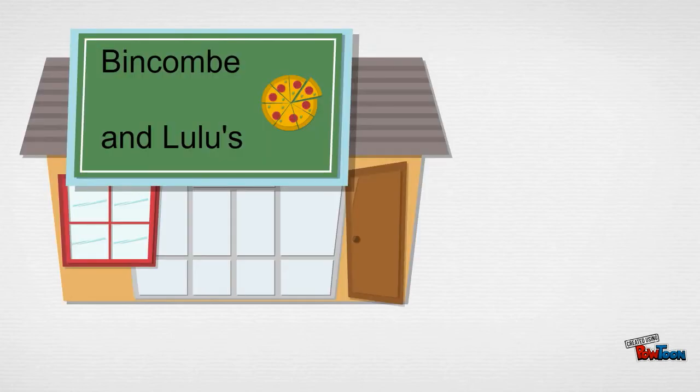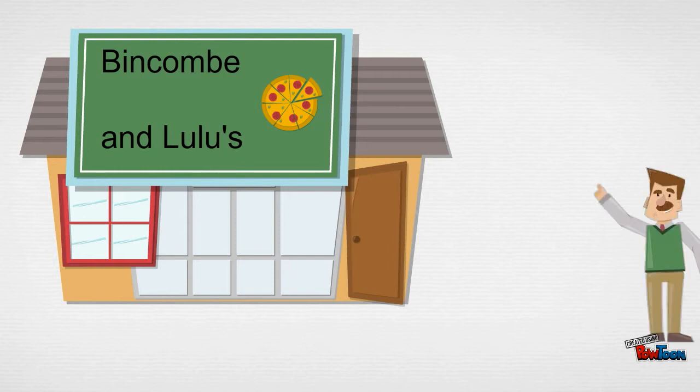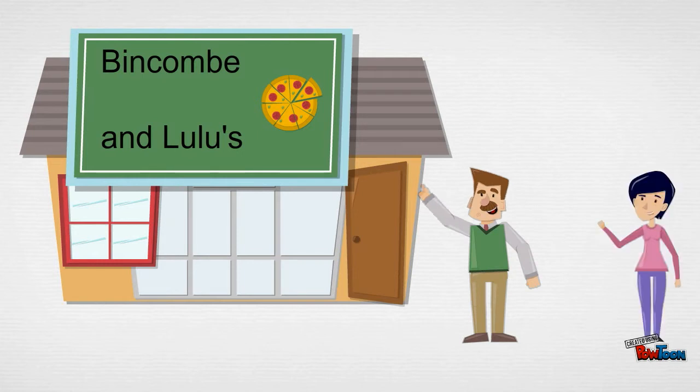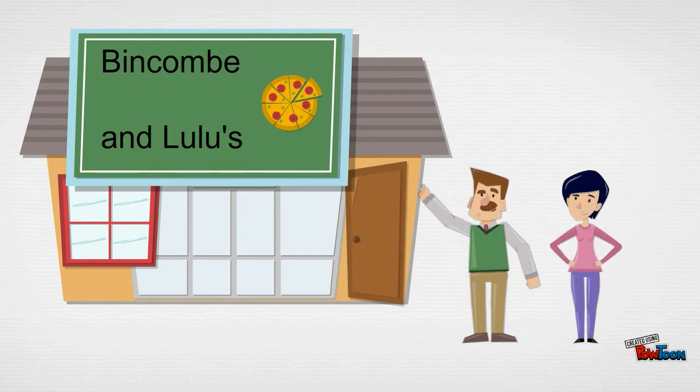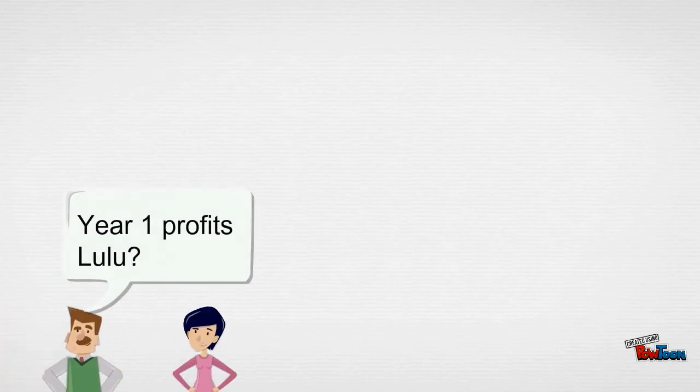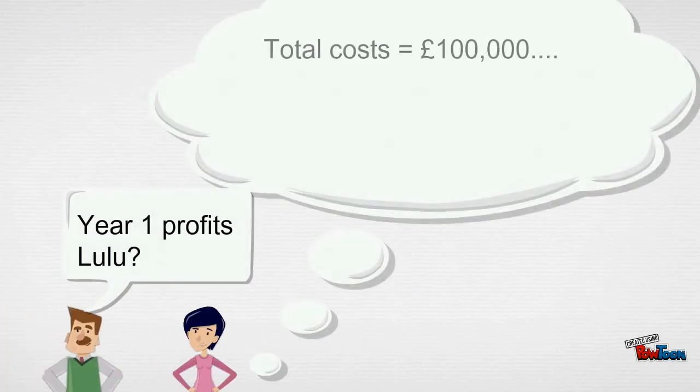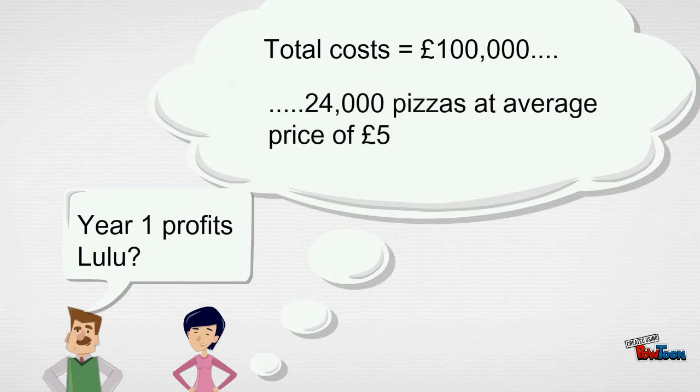Binkham and Lulu Pizzas. We talked about this business before in the What is Franchise video. You'll find that on the other playlist. Binkham and Lulu started a pizza takeaway not long ago. Last year, their first year in business, their total costs were £100,000. This included wages for the lad that they employ, rent, the cost of pizza ingredients, various other costs. They sold in that first year 24,000 pizzas at an average price of £5.